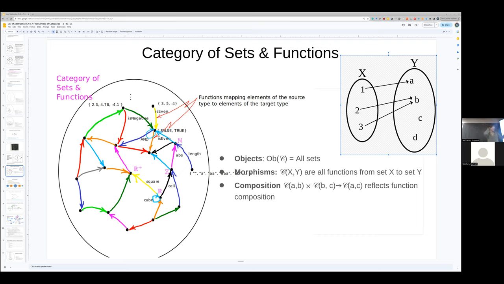No, there might be some mappings, like the absolute value from Z, from all integers, where we might consider the codomain, the thing mapped to, to be naturals. Because negative 2 would map with absolute value to what? 2. Yeah.